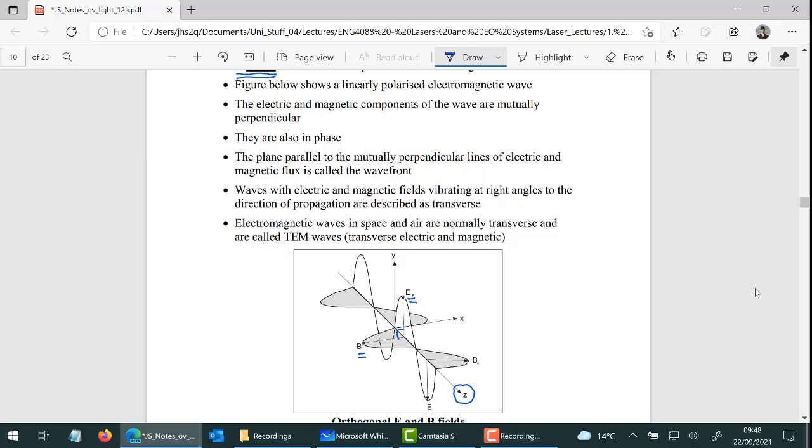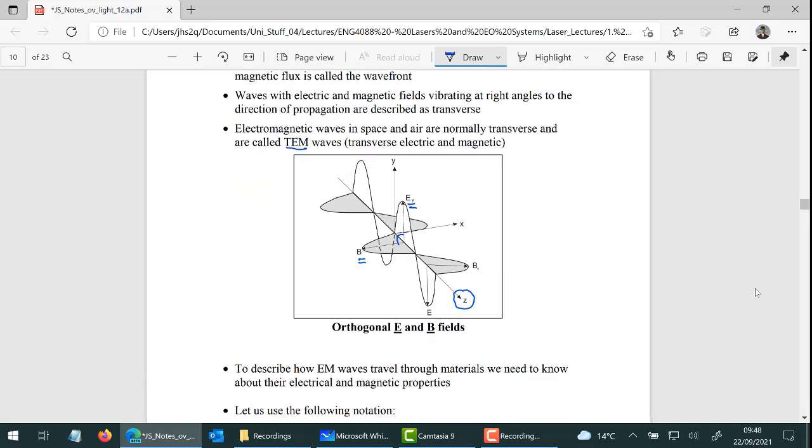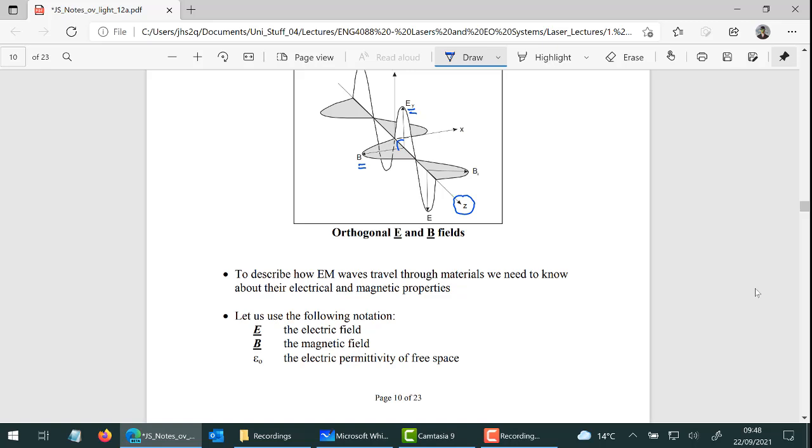And these waves, we generally refer to as transverse waves, because the oscillation of the electric and the magnetic field is transverse to the direction of travel. In some books you will see this referred to as TEM waves. TEM just refers to it being a transverse electric and magnetic wave. So the way that we describe this wave is that it has an electric component and a magnetic component.